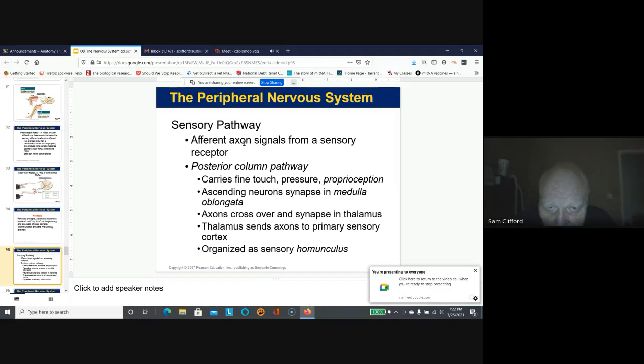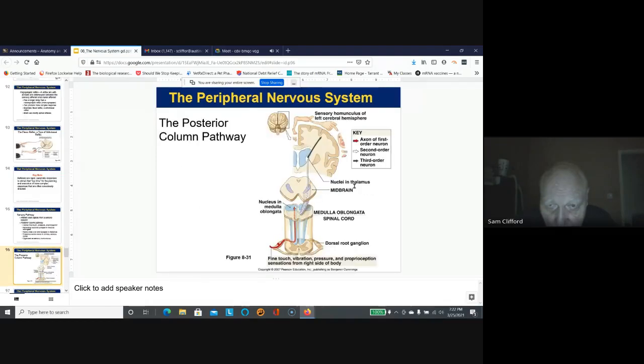So, sensory pathways. A sensory pathway is called afferent input. So you press on your cheek and you immediately have sensory receptors stimulated, and information on touch, pressure. Proprioception is the constant monitoring of the state of contraction of muscles.